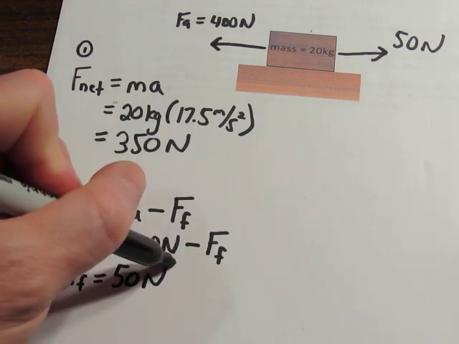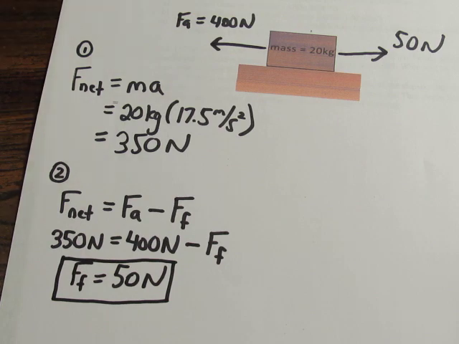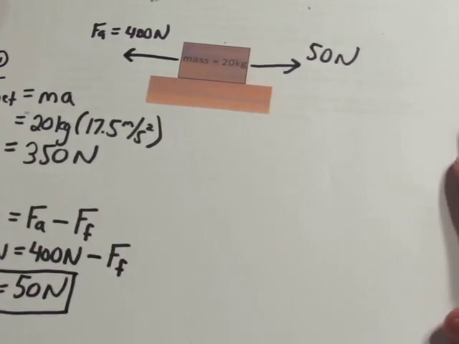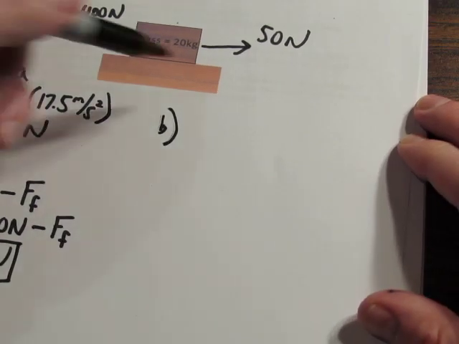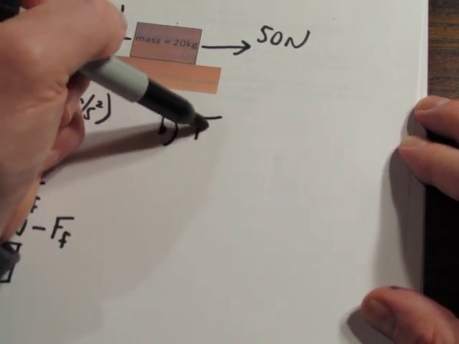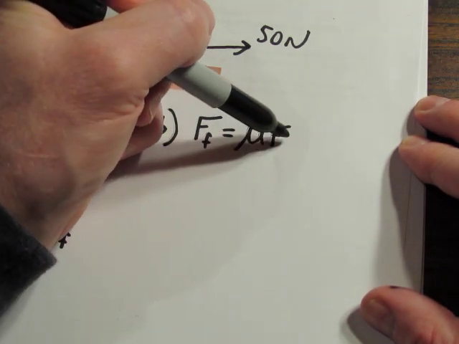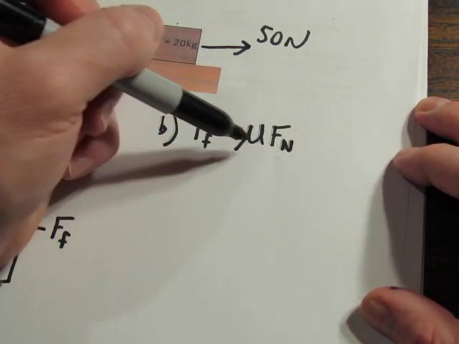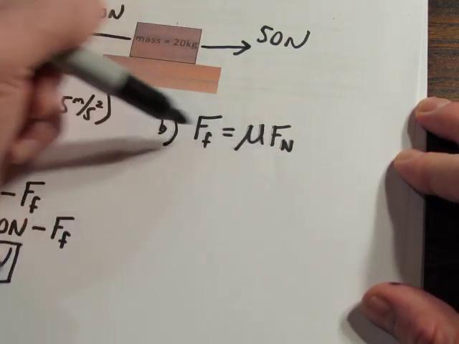Calculate the force of friction. Here's the force of friction. Part B says, what's the coefficient of friction? Well, there's only one formula that has coefficient in it, and that's the force of friction formula. Force of friction equals coefficient times normal force. This is the only place that you can calculate a force of friction if you're not given it, so you have to rearrange this.